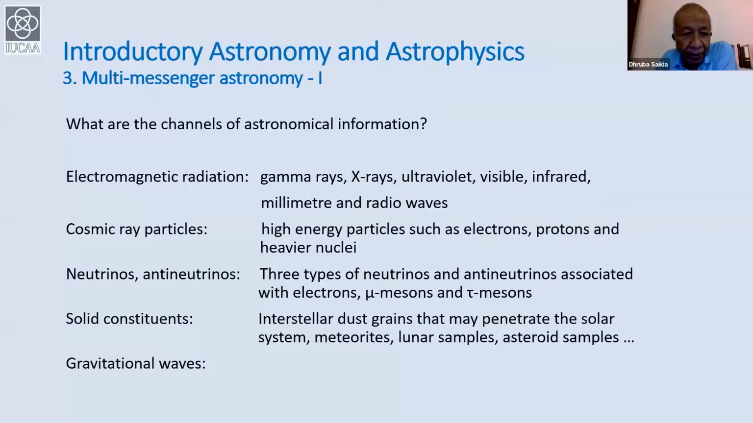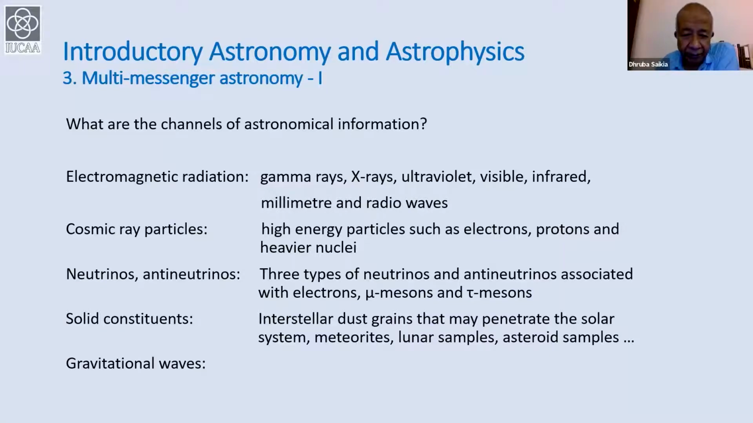Then in addition to that, astronomers get information about the universe from cosmic ray particles. What are cosmic ray particles? These are essentially high energy particles consisting of electrons, protons, alpha particles, and heavier nuclei. A lot of it is protons.